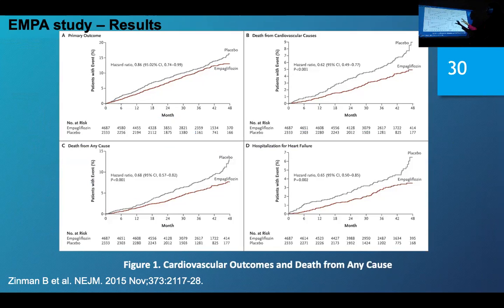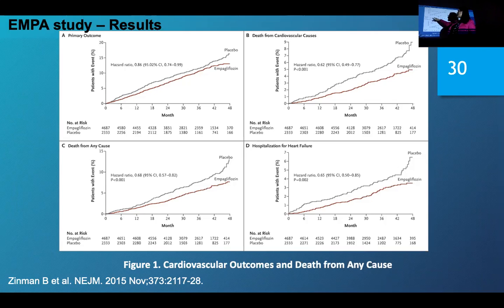So let's look through the results. Those figures show the cardiovascular outcome and deaths from any cause. If we look at panel A, the one on the top left, this shows the primary outcome. The y-axis shows the patients with events, and this is basically the cumulative incidence. What is the cumulative incidence? We're looking at newly diagnosed patients with the outcome. The outcome here could be the cardiovascular death, myocardial infarction, or stroke, at a particular point of time.